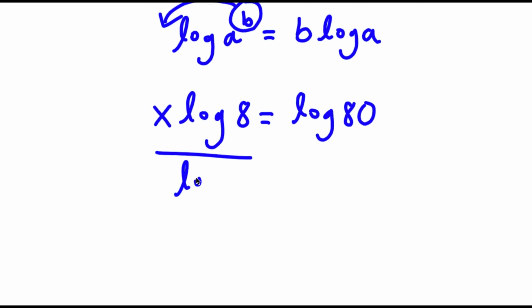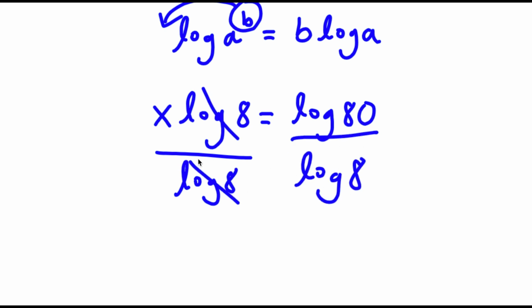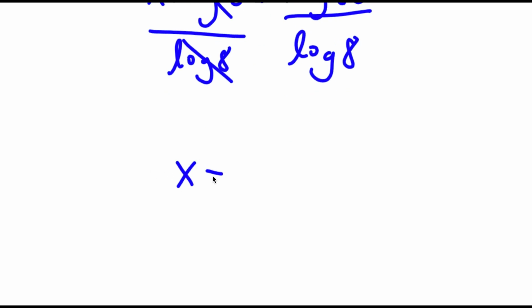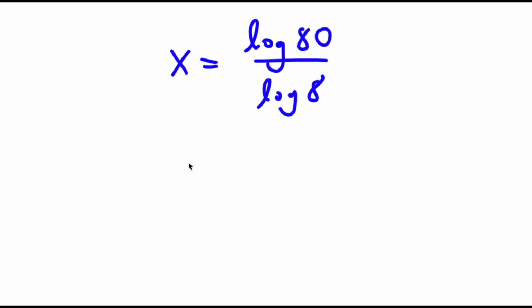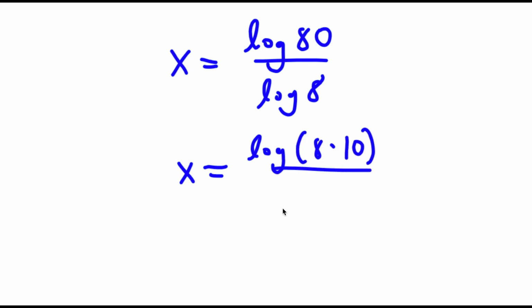Now I'm going to divide both sides by log 8. These two cancel out. Now I have x is equal to log 80 over log 8. Now log 80 I can rewrite as log 8 times 10, and I have this over log 8.